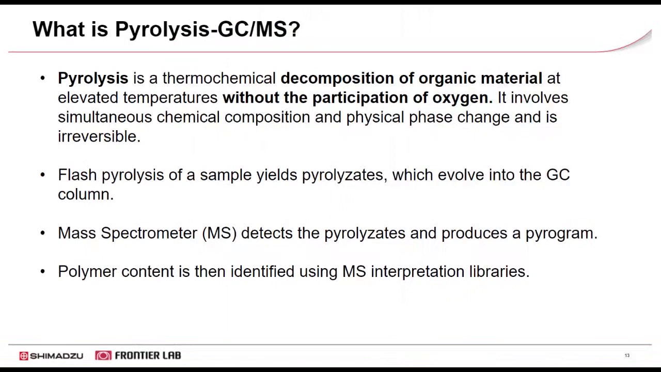So what is pyrolysis GCMS technique? By definition, pyrolysis is a thermochemical decomposition of organic compounds at elevated temperatures without the participation of oxygen. It involves simultaneous chemical composition and physical phase change and is irreversible. Flash pyrolysis is used to generate pyrolysate, which evolve into the GC column for analyzing microplastic polymers. The mass spectrometer, or the MS, then detects the pyrolysate and produces a pyrogram. Polymer contents are then identified and quantified using MS interpretation libraries.